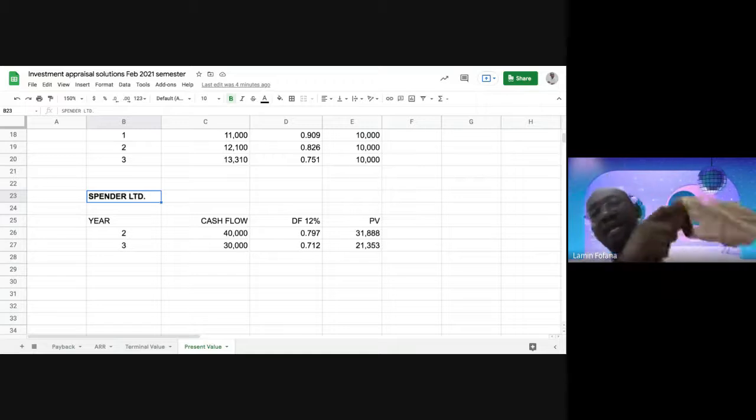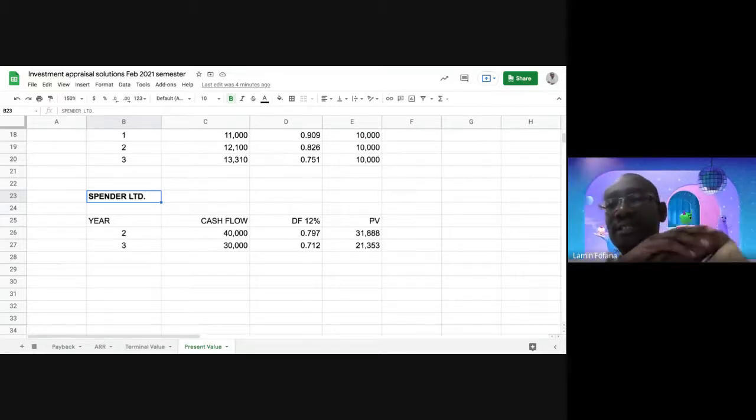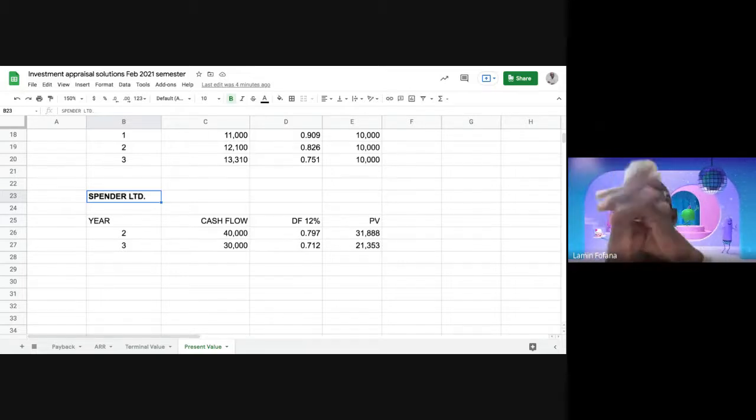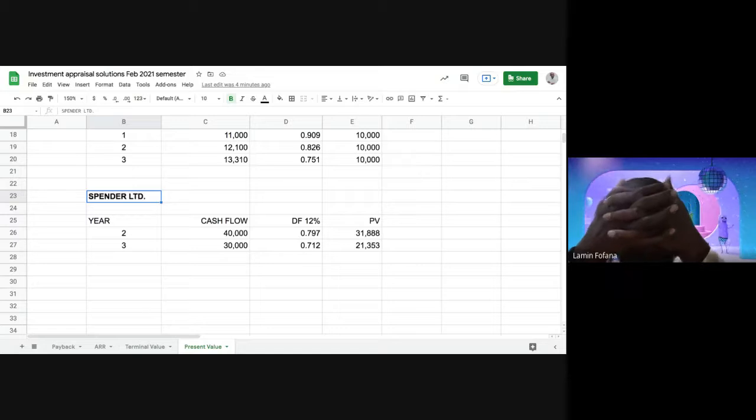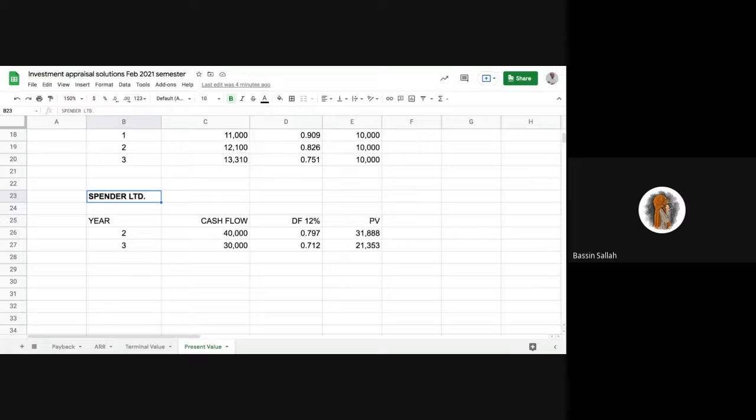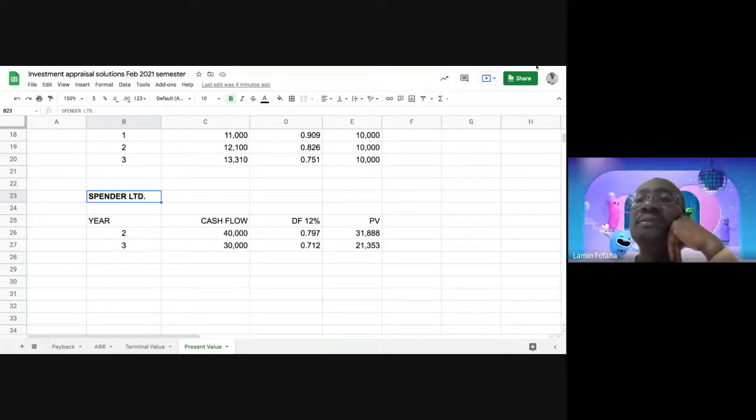So at year 0, do you usually discount it? If you have a cash flow, whether inflow or outflow at year 0, do you discount it? No, you don't. We don't discount it, exactly. Why don't we discount it? Because it's simple. The reason why we are discounting is we want to bring all future cash flows into today's value. So if it is already in today's value, why discount?